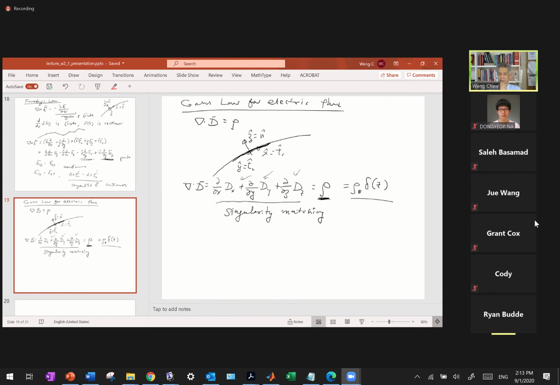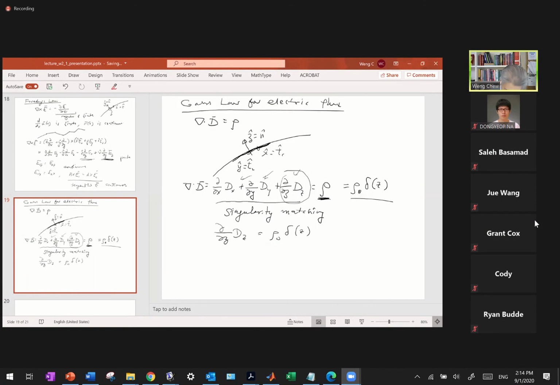Anybody? This should be the z term. Very good. It should be this term. Excellent. This is the only term that can yield a delta function singularity when differentiated, because the other terms are just differentiating with respect to x and y. No way can they give you a delta function singularity. So by singularity matching, you can say that partial Dz over partial z must be the one that's contributing to this singularity.